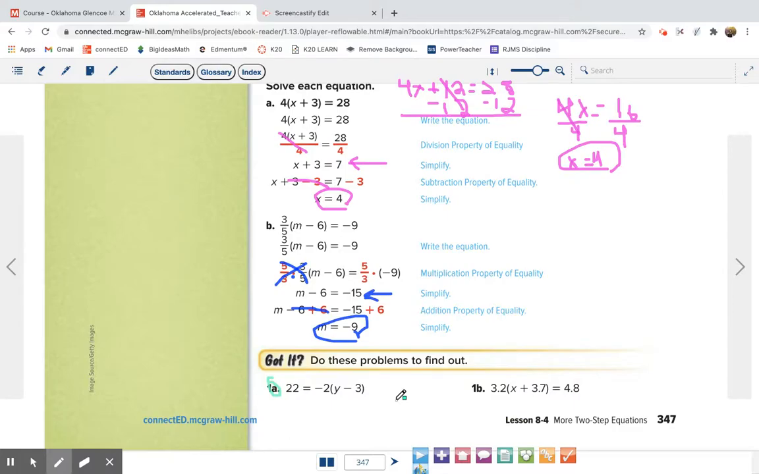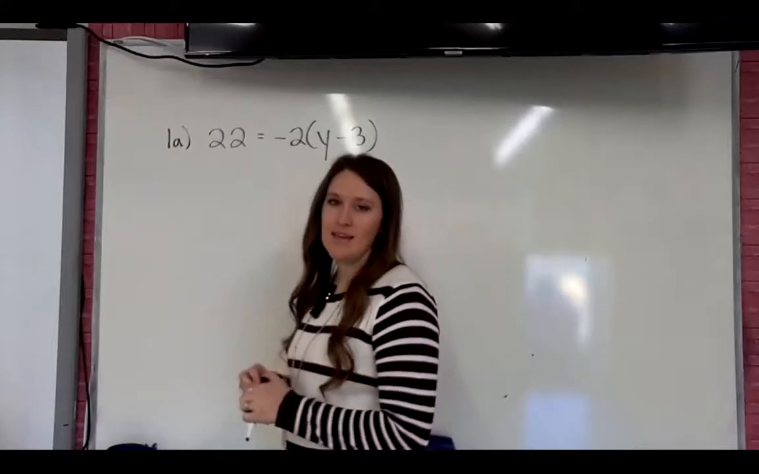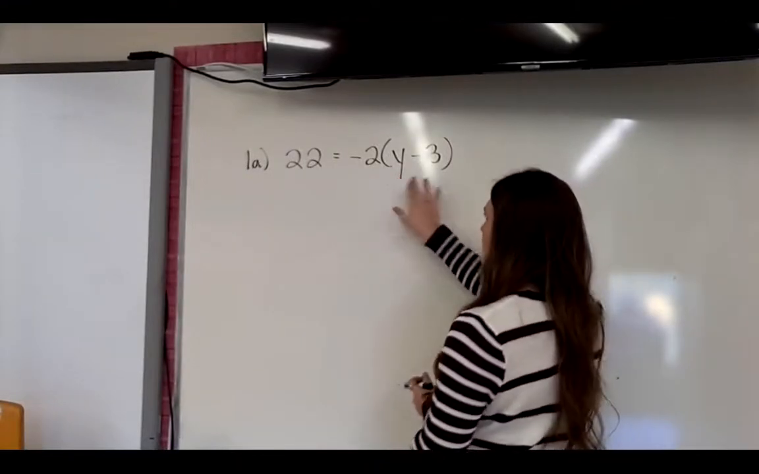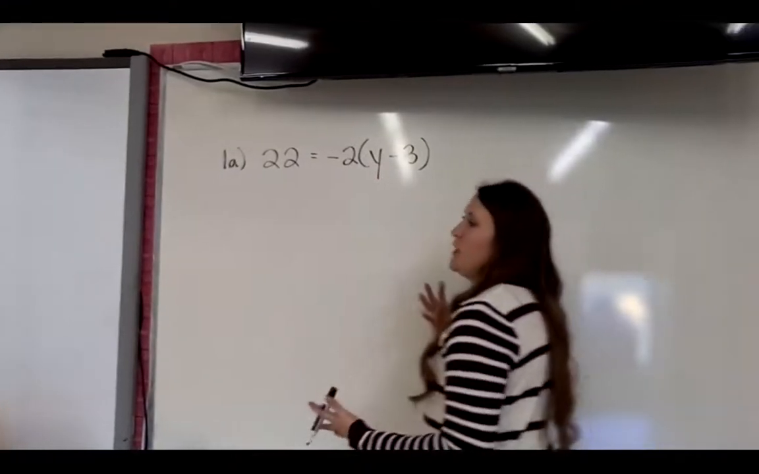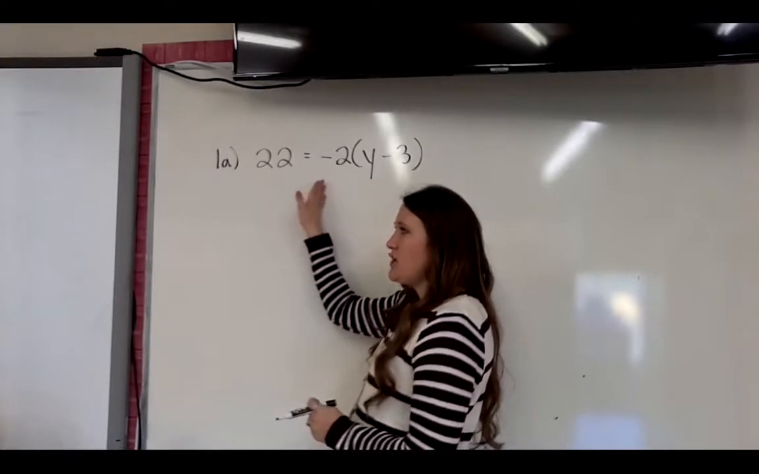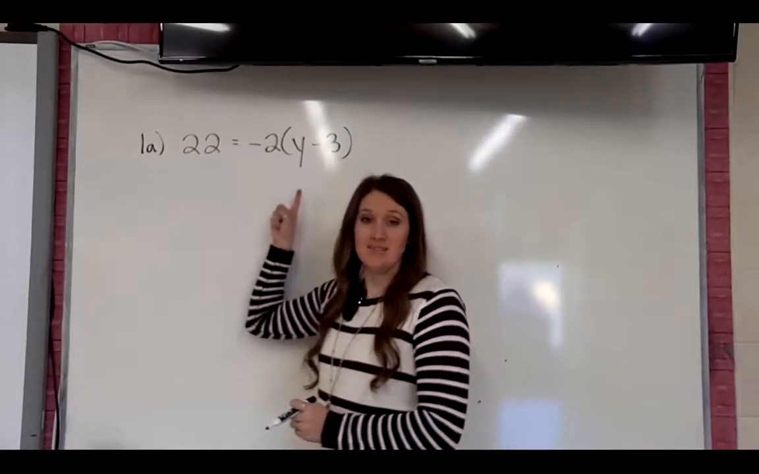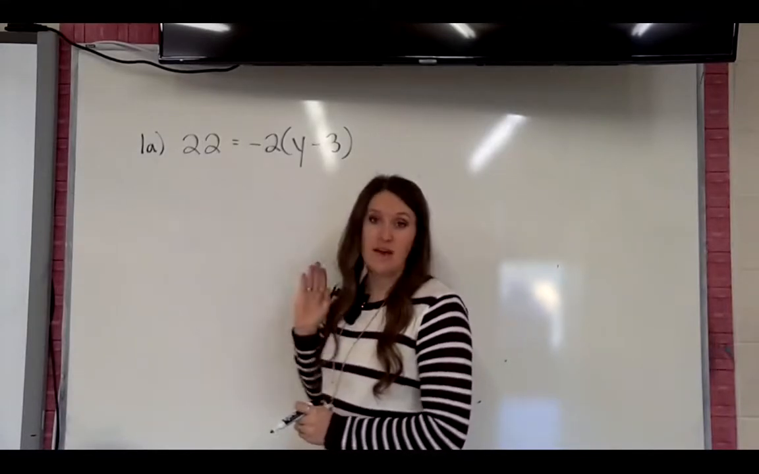And then I will go over it with you. So 1a in our other section, we have 22 equals negative 2 times y minus 3. If you see this and you think about the distributive property, distributing that to the y and the 3, since we can't solve for y, you can still do that. That will definitely still solve this.